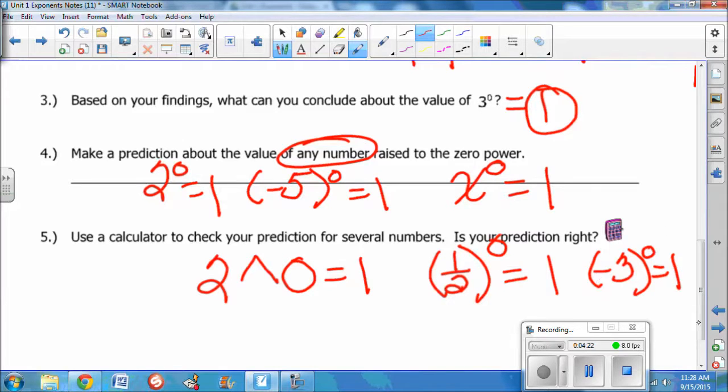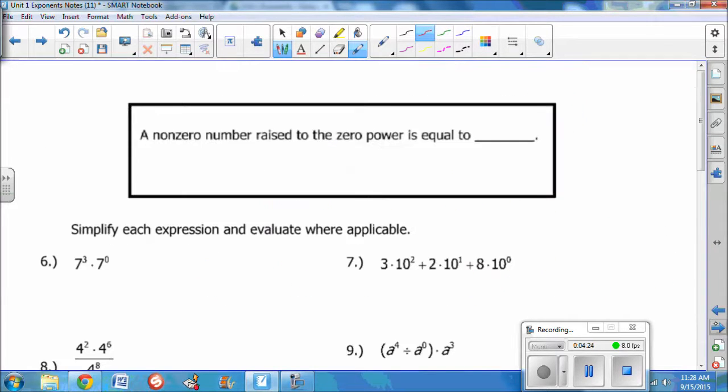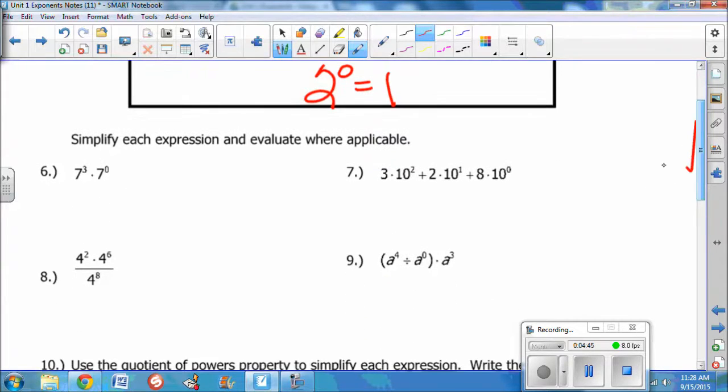Okay, let's go ahead and flip the page. A non-zero number raised to the 0 power is equal to 1. And if you can't remember that, that's okay. Type something into your calculator. Pick a nice number, say you picked 2. 2 to the 0 power is 1. Now it says simplify each expression and evaluate.